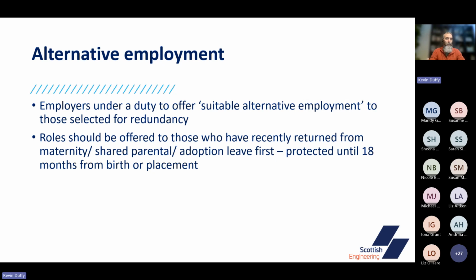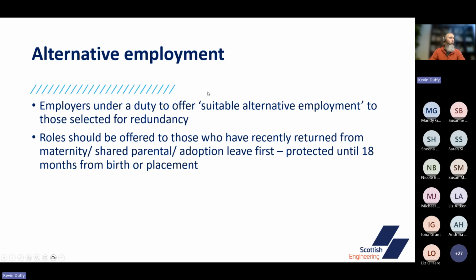People on these types of leave, invariably ladies on maternity leave, have heightened rights. The reason being is because they have been particularly targeted before by employers, and they are seen as being especially vulnerable in that particular circumstance.